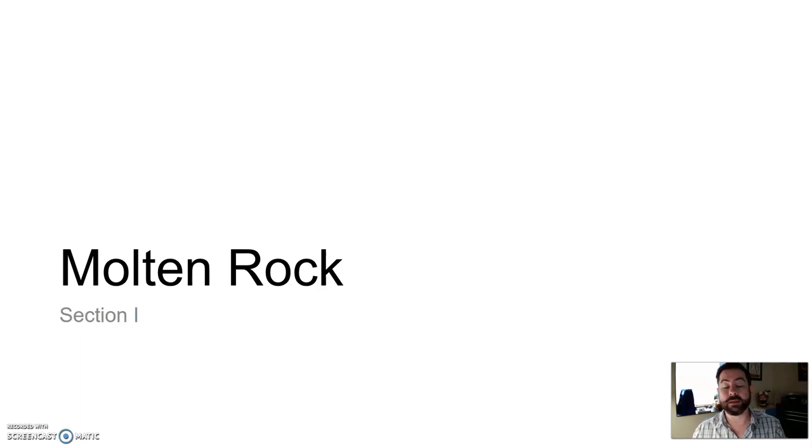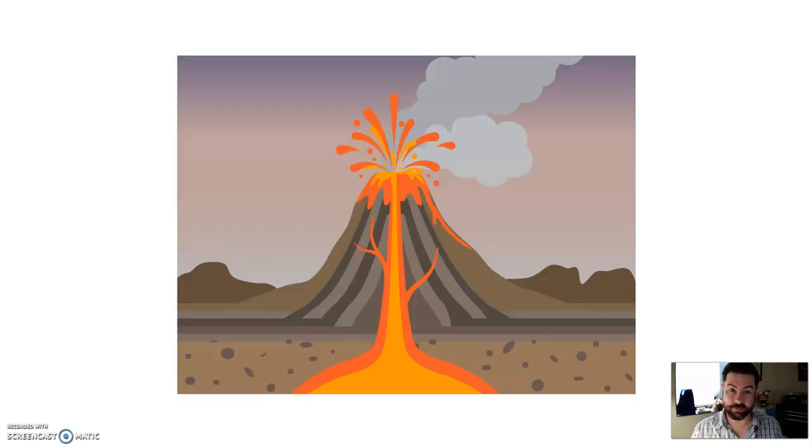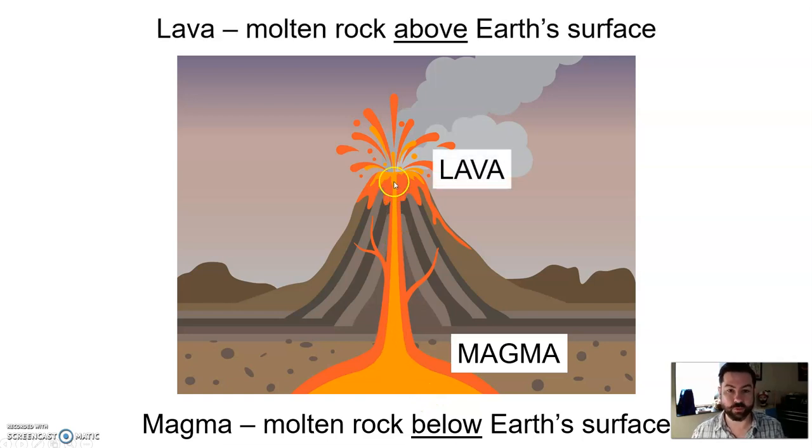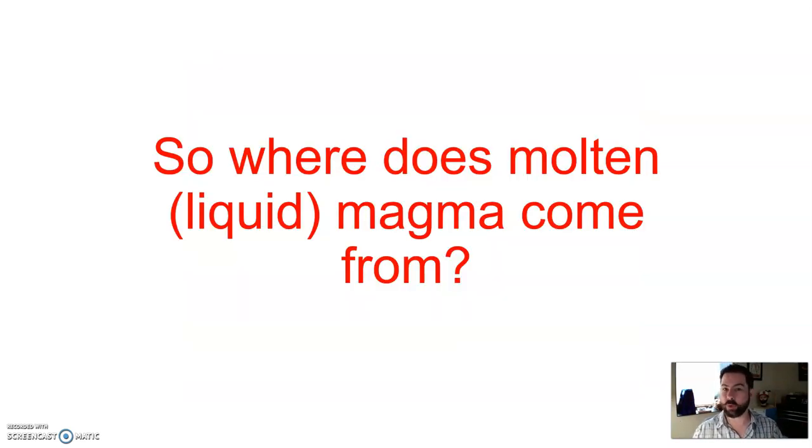All right, so let's talk about where they come from. We have to start off talking about molten rock. There are two types of molten rock, even though it's the same exact stuff. You have magma, which is molten rock, liquid hot rock, below Earth's surface. And as that magma makes its way up toward the surface, as soon as it gets close to or near the surface, it's called lava. Molten rock above Earth's surface. It's two different names for the same stuff. Why, I don't know. So, where does molten or liquid hot magma come from?